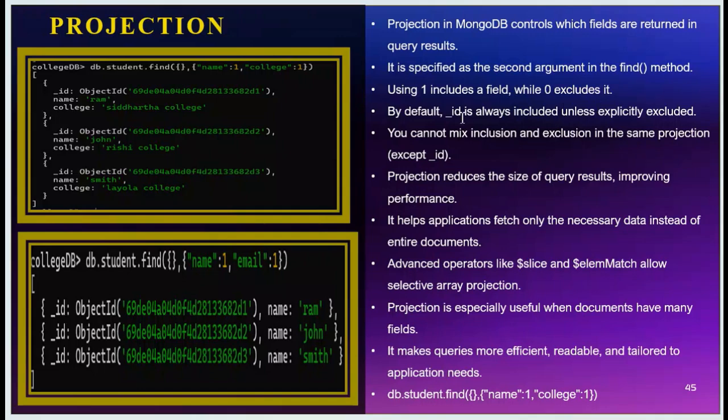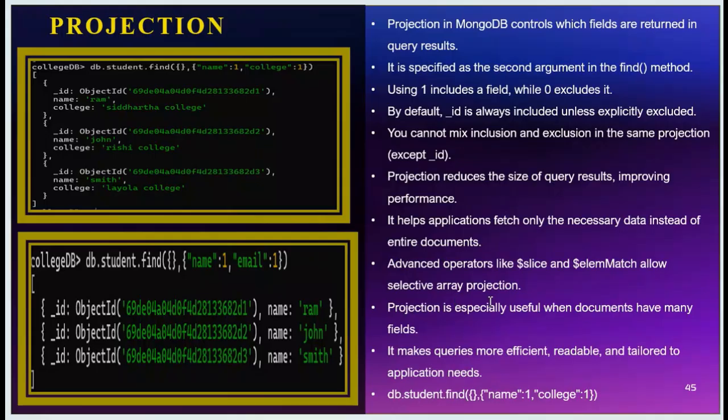By default, ID is always included unless explicitly excluded. We cannot mix inclusion and exclusion in the same projection, except ID. Projection reduces the size of query results and improves performance. It helps the application fetch only the necessary data instead of the entire document.